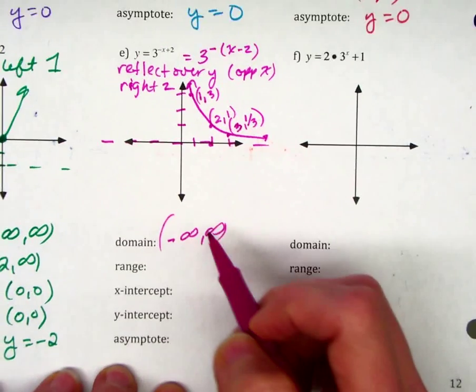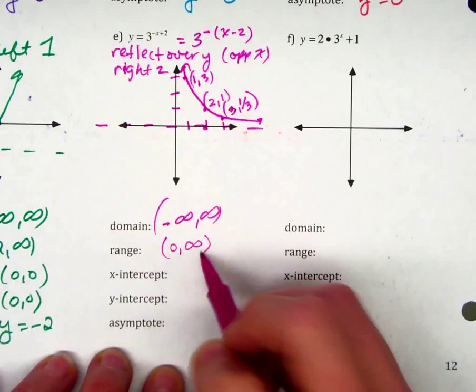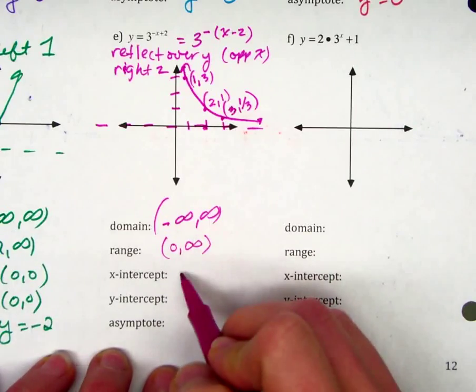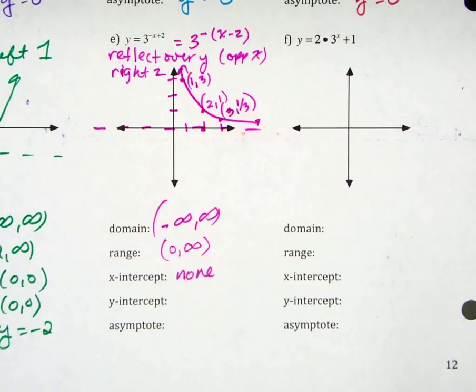Okay, the domain here is all real numbers. What's the range? 0 to infinity. What's the x-intercept? None. How is this problem different from all the rest that we've done? We can't see the y-intercept. Does one exist? Yes. How do you know?